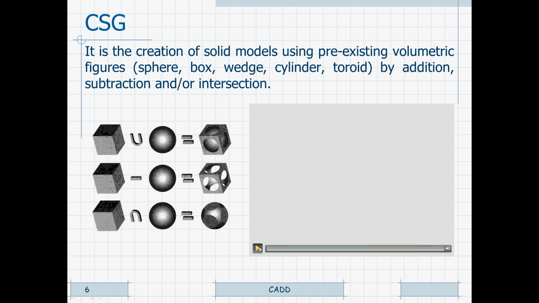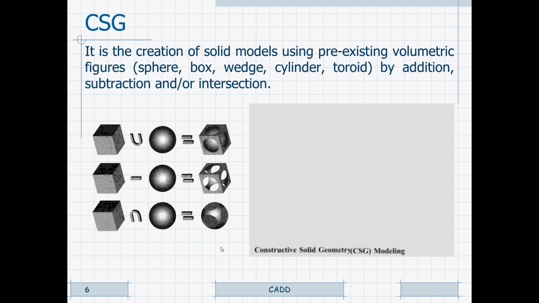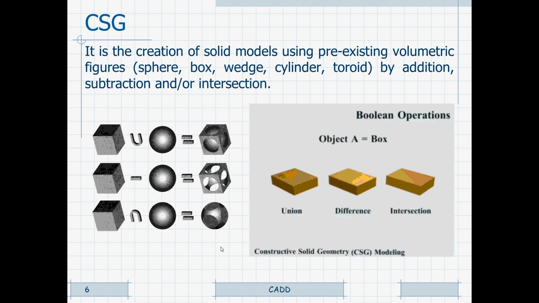As an illustration, I have this video where you can see the animation of how this could be used to create solid models. In this case, we have three objects. We have the union, difference, and intersection of the three. And in this example, you see how these are used to create the different parts.